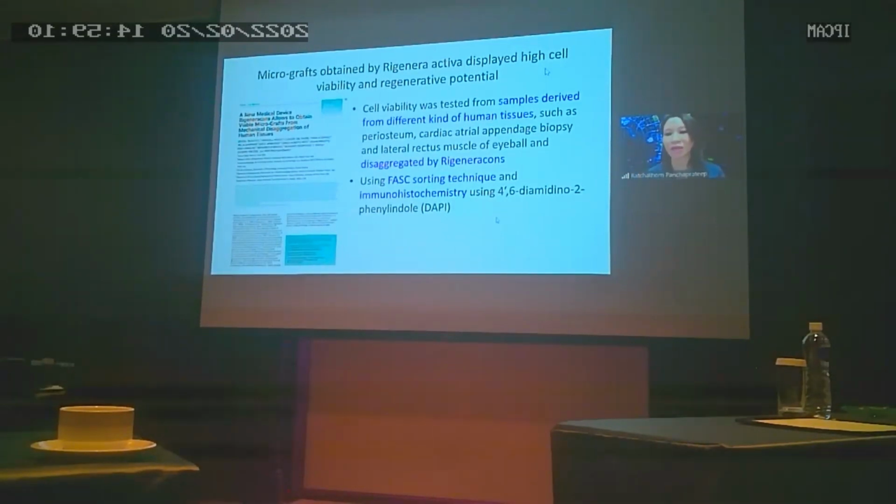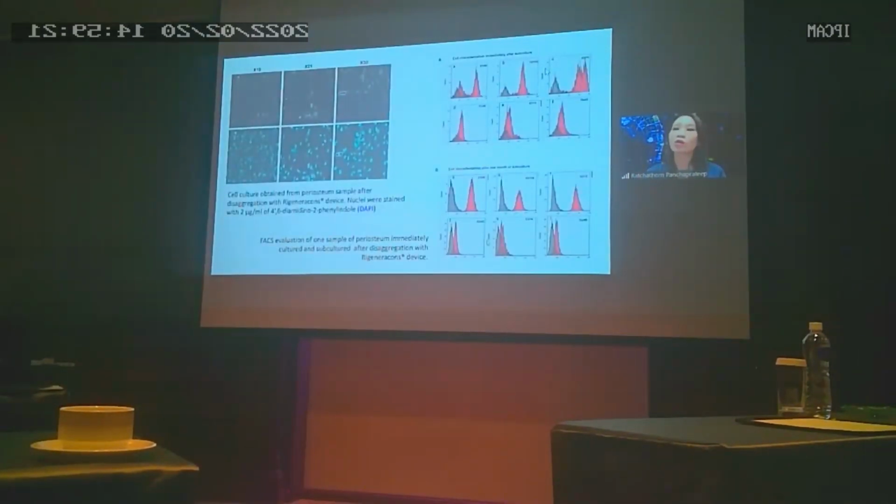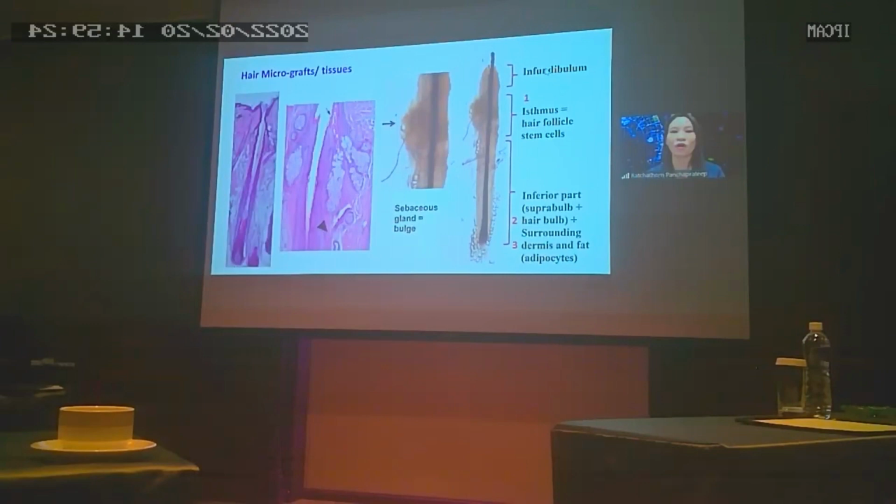This study used flow sorting technique and immunohistochemistry to confirm the different types of human tissue that have progenitor cells from regenerative activity. When you look at what we get from the cell micro, the hair micrograft or micro tissue is composed of three components. The first one is called the infundibulum. The infundibulum part we actually don't need. Some people remove it because we don't need it for the regeneration.